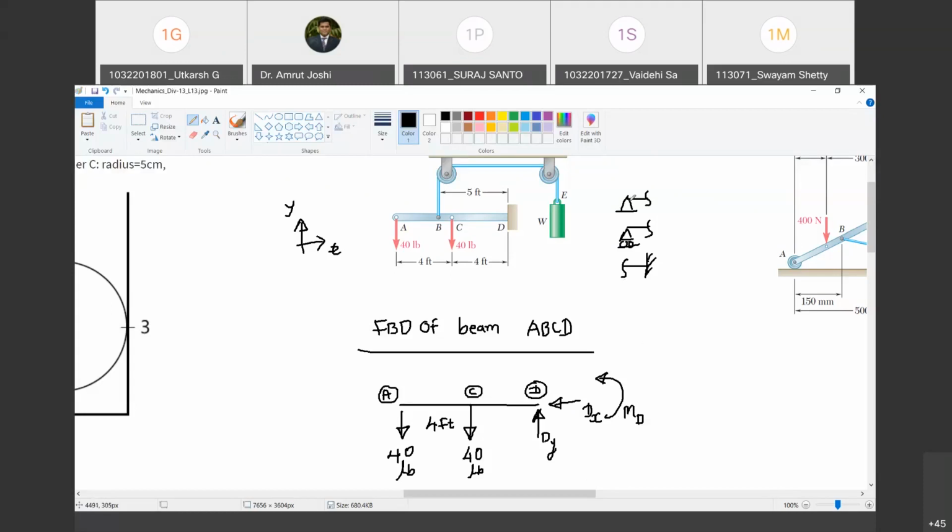So keep in mind, this hinge support can offer two force reactions. This roller support can offer one force reaction, and this fixed support can offer two orthogonal force reactions and one moment reaction. Happy? Got it. Okay. Is this free body diagram complete? No, not yet. You have to consider that weight also. No, weight is not directly attached to the beam.